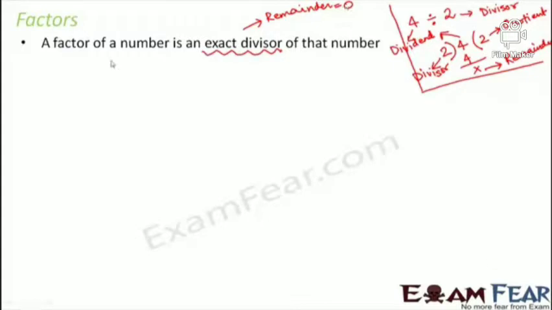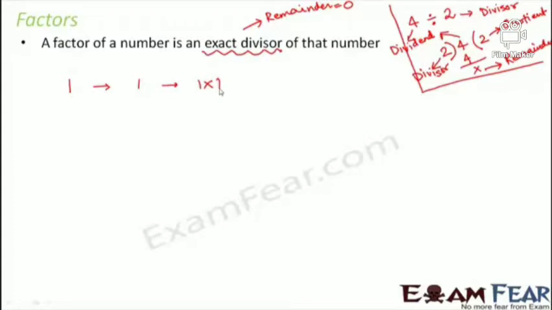So let's start with the smaller numbers. Let's start with 1. Now, which number is an exact divisor of 1? That means if 1 is the dividend, which is that number which will be a divisor such that the remainder will be 0? So what would be that number? So that number would actually be 1, because 1 into 1 is 1. So therefore 1 is an exact divisor of 1. So we can say 1 is a factor of 1.